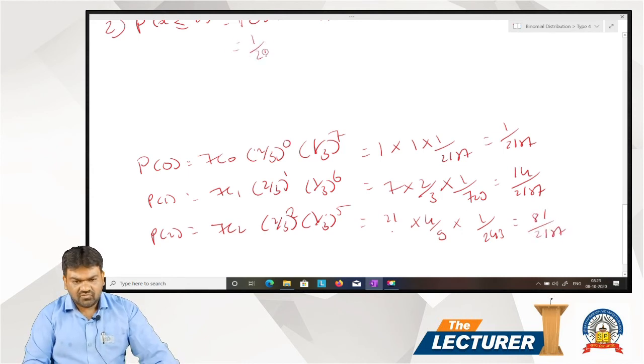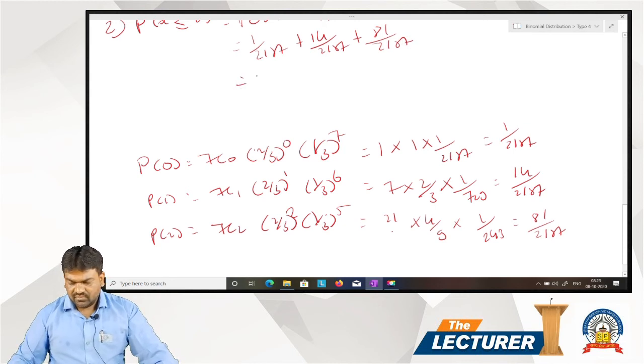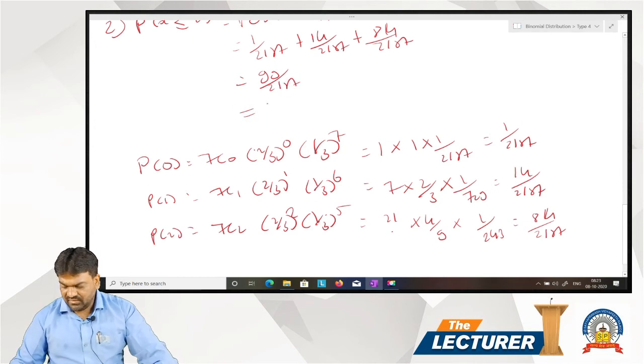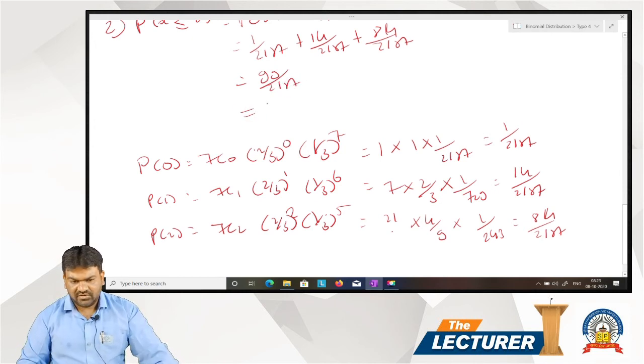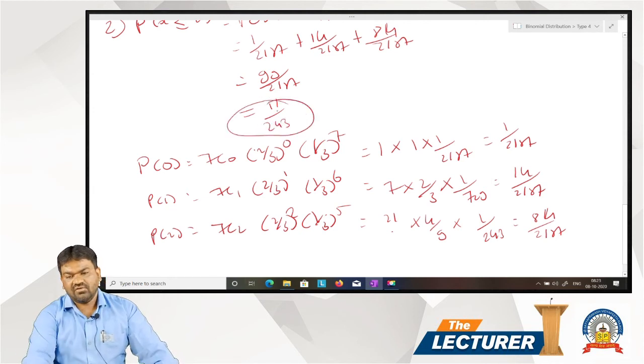So 1 upon 2187, 14 upon 2187, 84 upon 2187. So 84 plus 14 plus 1 is 99 upon 2187. 99 divided by 3, 33 divided by 3, 11. 2187 divided by 9, 243. This is your second answer.